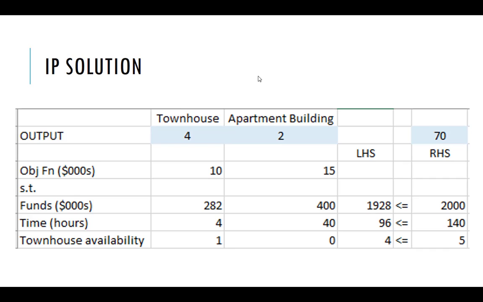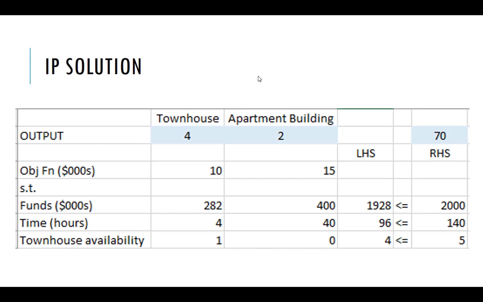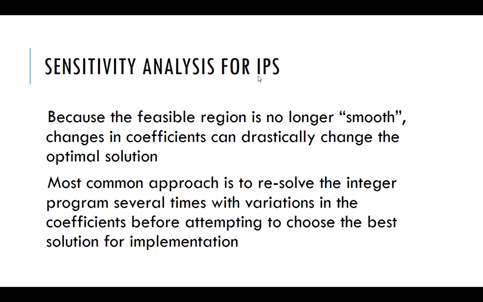Things like that, we would have to actually go in, change these numbers, resolve it, and look to see what the optimal integer solution is in order to figure out how robust our solution is. So we're not going to do that, but that's how you would conduct sensitivity analysis for integer programs. There are other ways also, but that's the most straightforward brute force approach way of doing it.